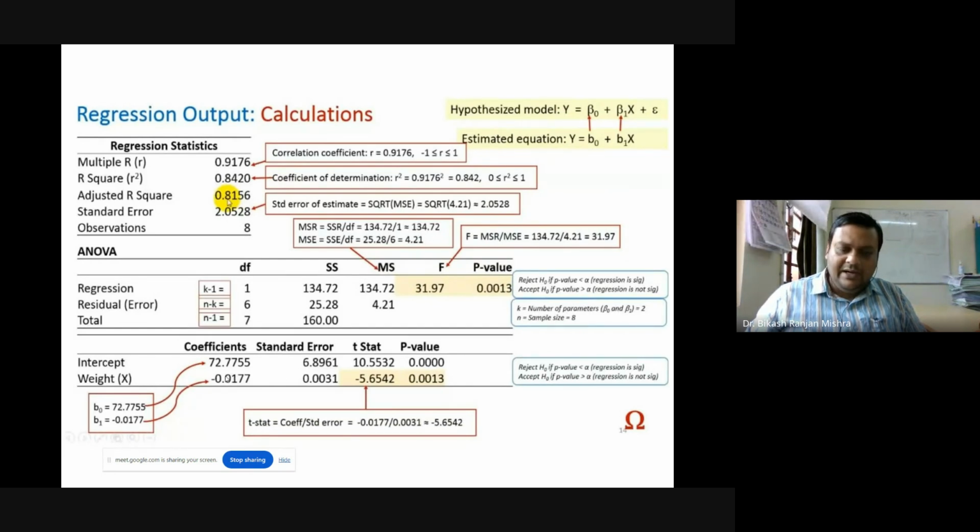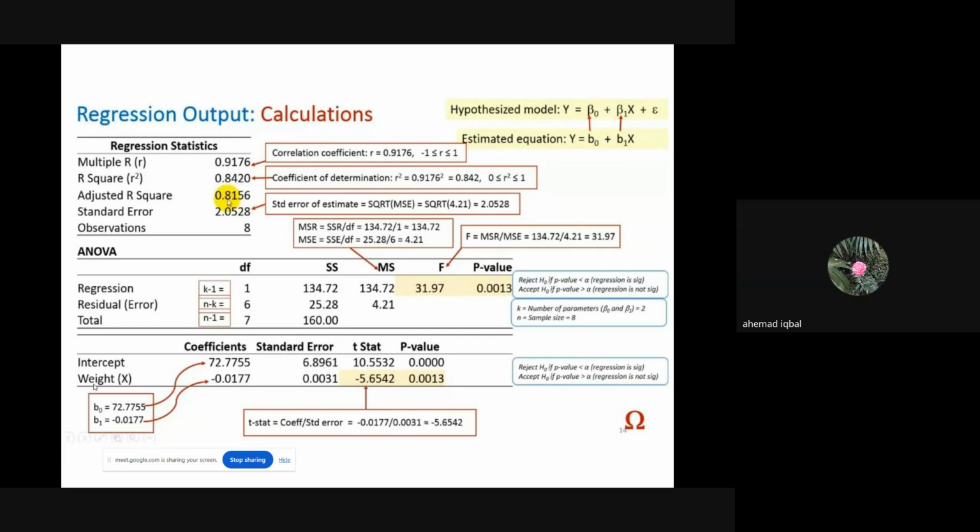So how do you interpret it? Because weight is the independent variable, if the weight increases by 1 unit, whatever the unit may be, the mileage of any automobile will fall by 0.0177 unit. That means 0.0177 unit will be the reduction in the mileage of any automobile if the weight of the automobile on average increases by 1 unit. That is the way we interpret the respective weight coefficient. Is it clear?